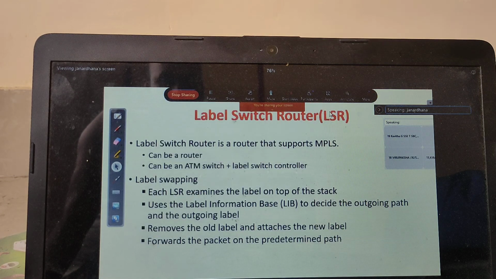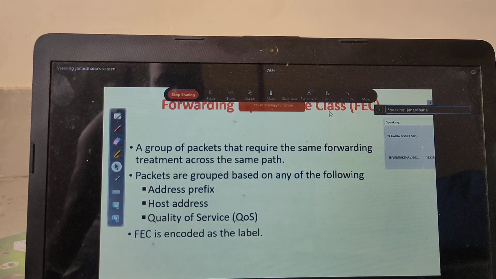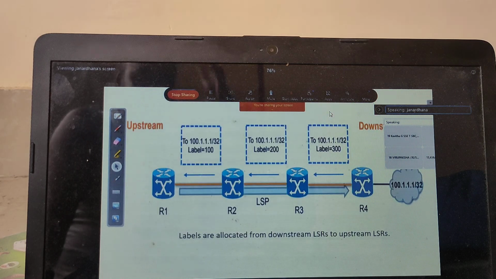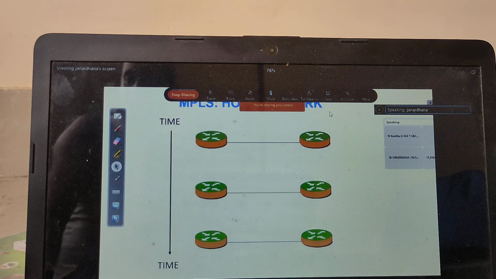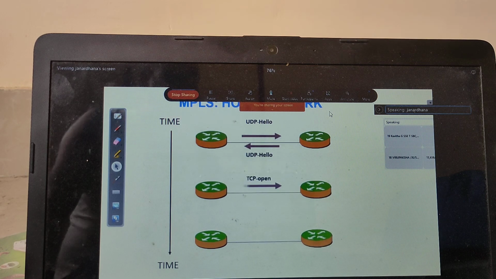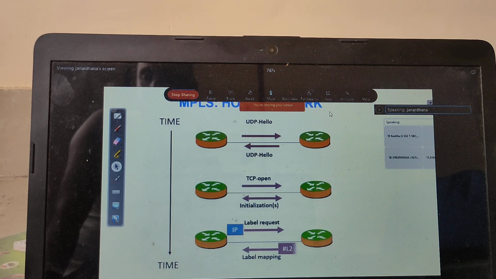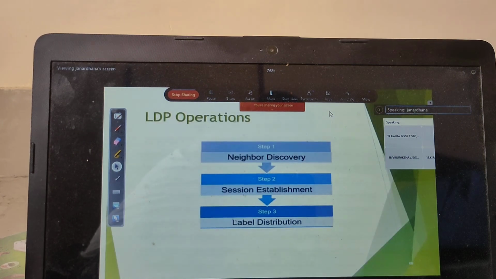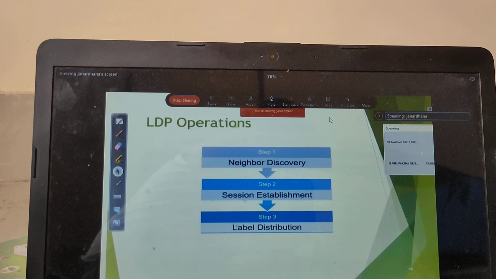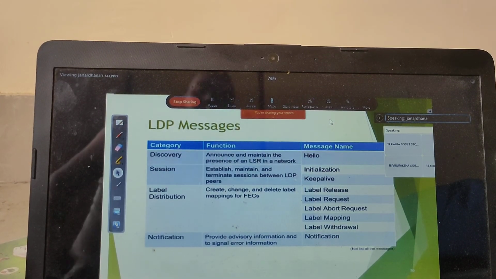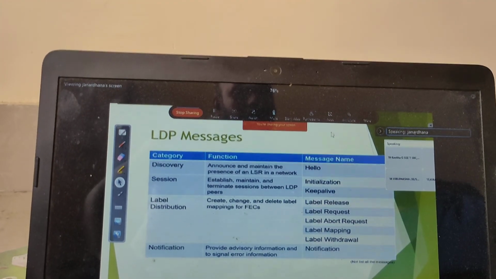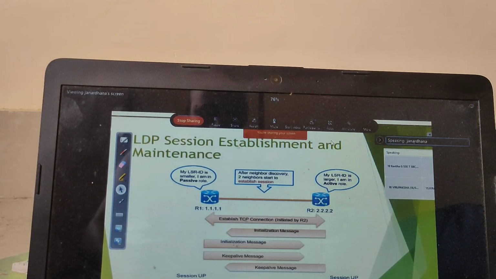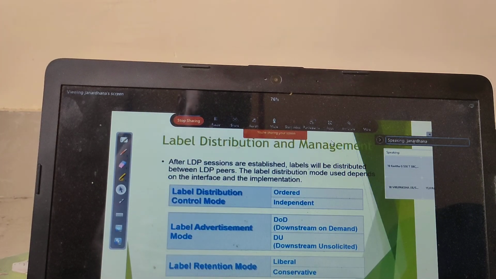These we have already discussed yesterday. This is the label distribution protocol. How will the label distribution protocol work? It is exchanged between two adjacent routers. Different types of messages are exchanged between the two routers: keepalive messages, initialization messages, label mapping messages, label withdrawal messages. There are so many messages.